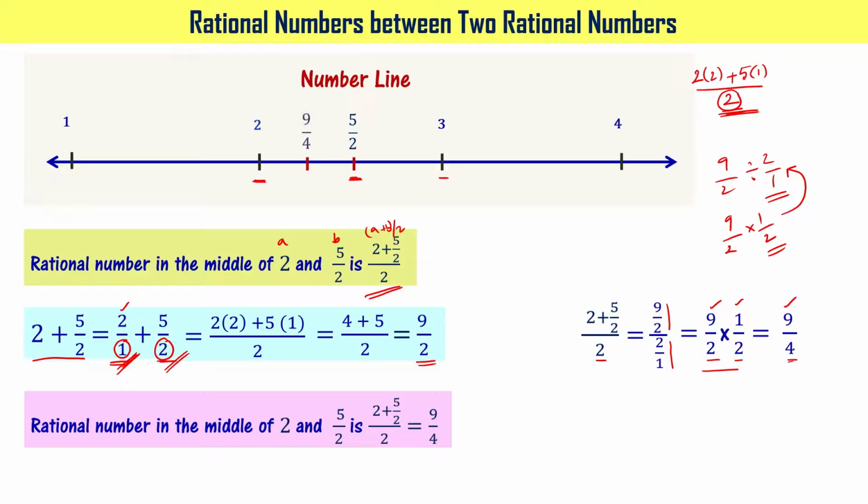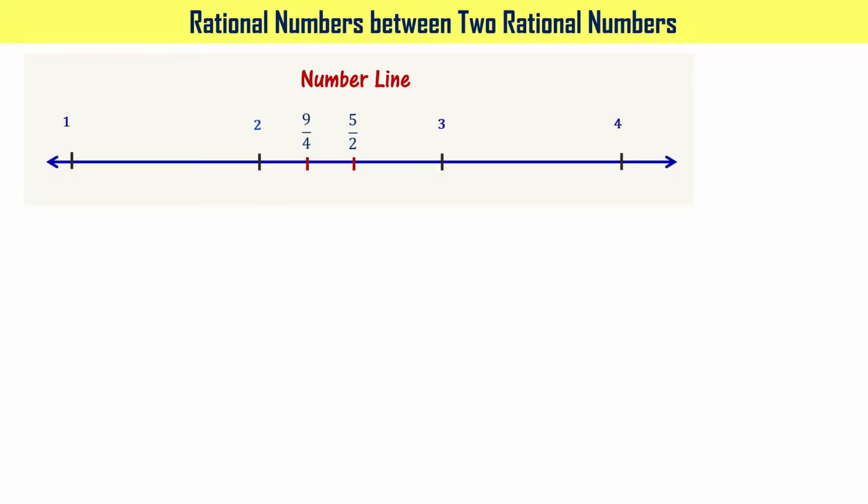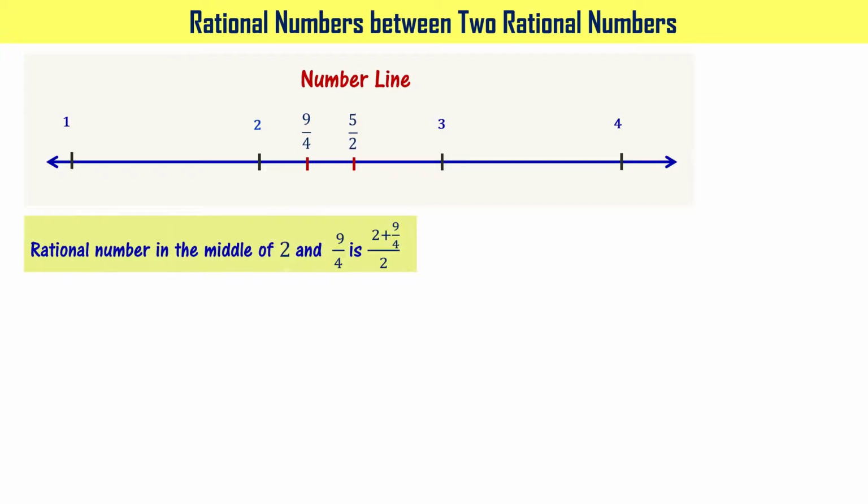Let's mark that now. You see, at the middle point of 2 and 5/2, we have marked 9/4, right? Let's take a note of that. Now, can we find a rational number between 2 and 9/4? That is going to be (2 + 9/4) ÷ 2, right? The rational number in the middle of A and B is (A + B)/2. When you use that formula, A equal to 2 and B equal to 9/4, it is going to be (2 + 9/4) ÷ 2, right?